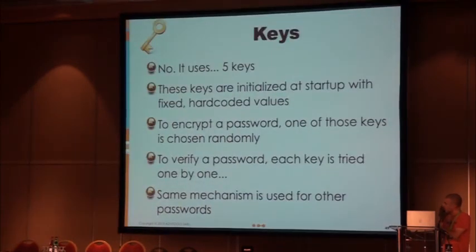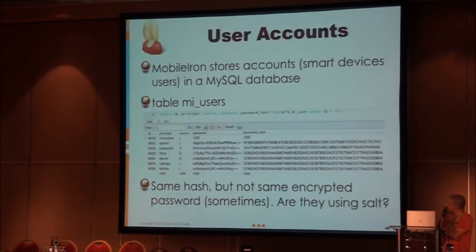And if you make some tests, you are able to deduce that, in fact, they are using 5 keys. These keys are the same for every installation. These keys are initialized at runtime and are hard-coded. And to encrypt a password, they choose one key randomly. And when they need to verify a password, when you authenticate, for example, they verify with each key one by one. And when it's working, it's working. And this password hash, in fact, is used to verify that it's the actual key.